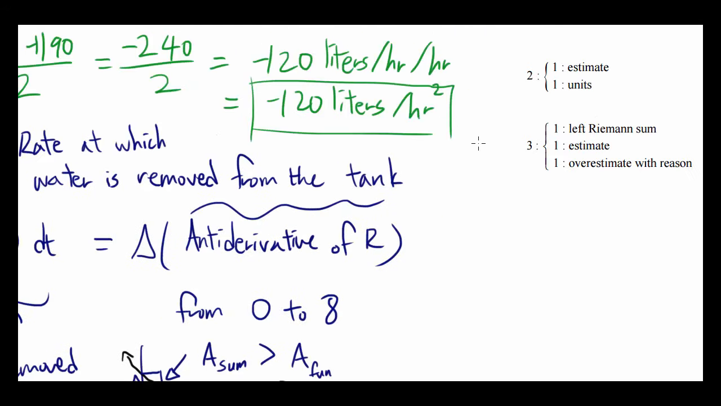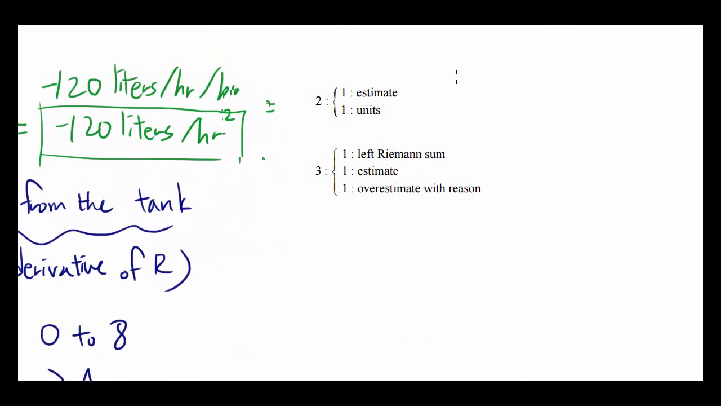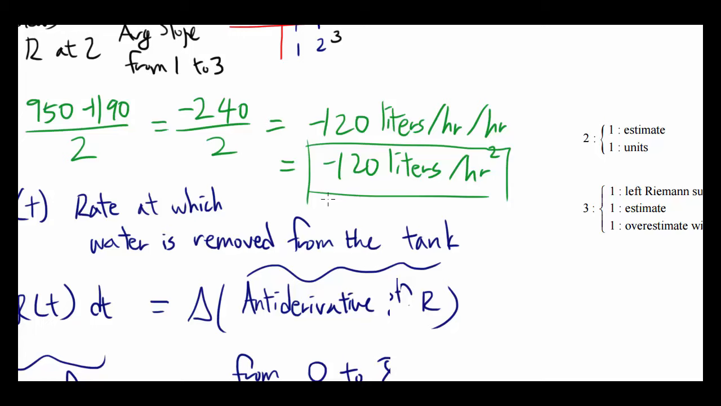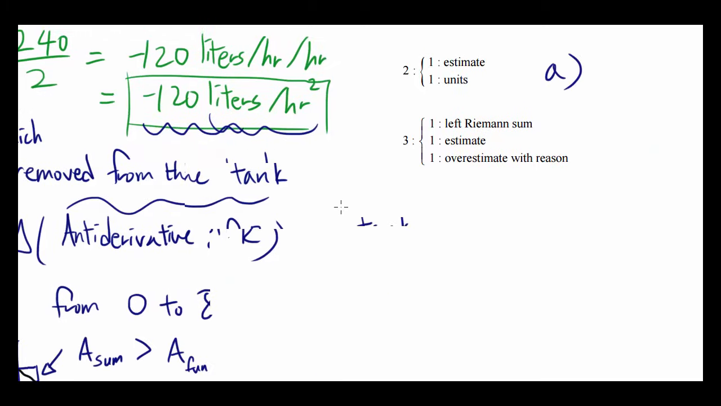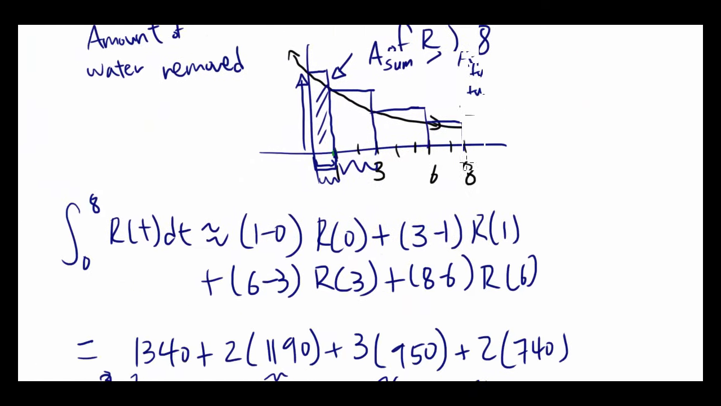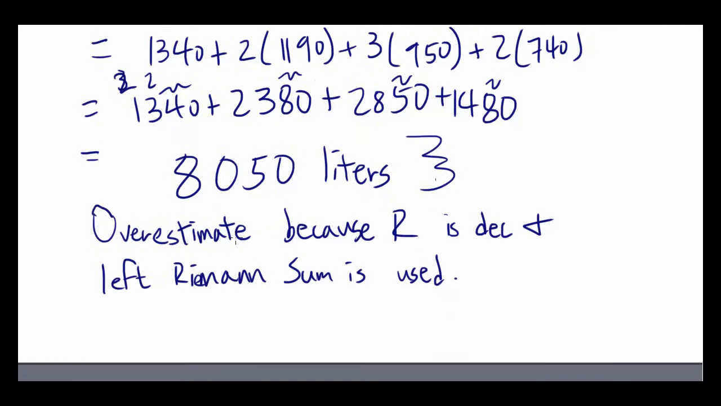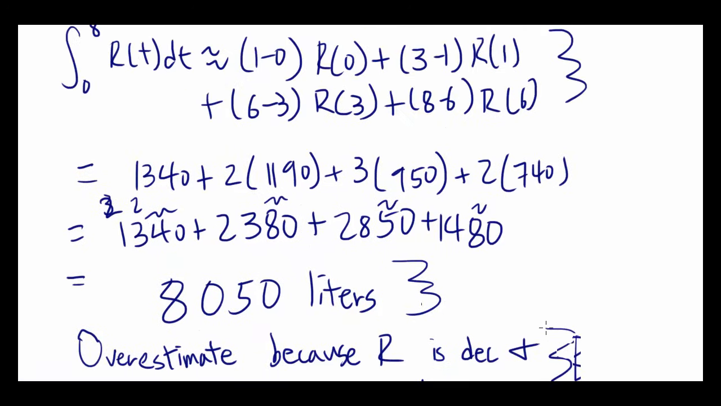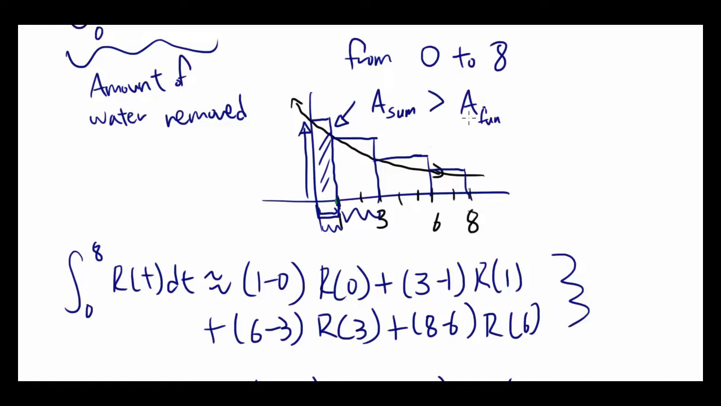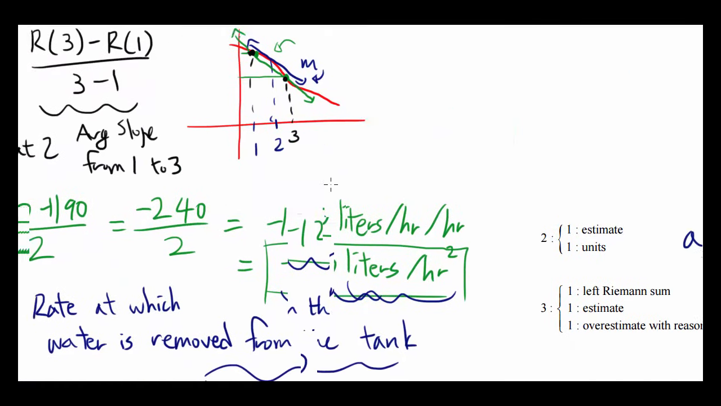Now I've included a scoring guide from College Board, and for part A, you need to have an estimate and a unit, which we do. We have an estimate, negative 120, and we have a unit, liters per hour squared. For part B, you have to have a left Riemann sum, an estimate, and overestimate with reason. Well, we used the left Riemann sum, we have our estimate, and we put down overestimate with the reason. So in this case, we got a perfect score for A and B.